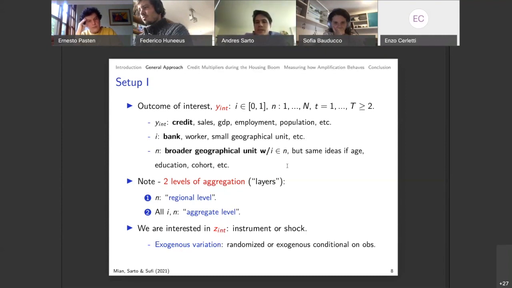Okay, so I'm going to be interested in an instrument or a shock. This is any source of exogenous variation. Think about it as either truly randomized or being exogenous conditional on unobservables.